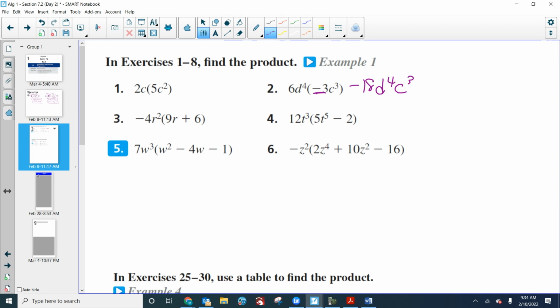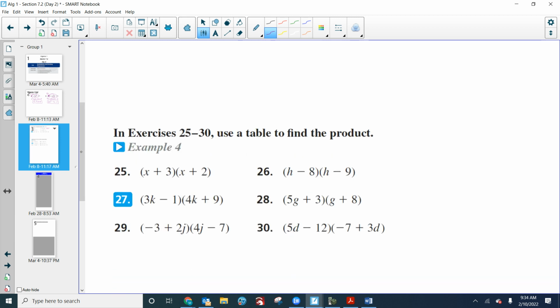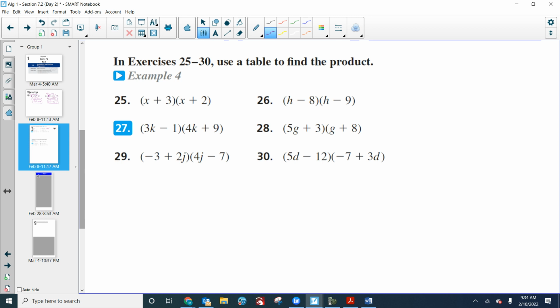John, does that make sense? What did you put? I did get negative 18 D to the 4th power and then C to the 3rd, but I wasn't sure if I did it right. Okay. Yeah, that's right. Okay, any 1 through 6? Any other ones there? Okay, how about these? Which ones do you want to see here? You guys got it?